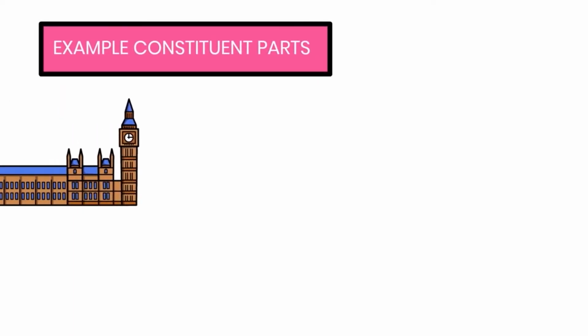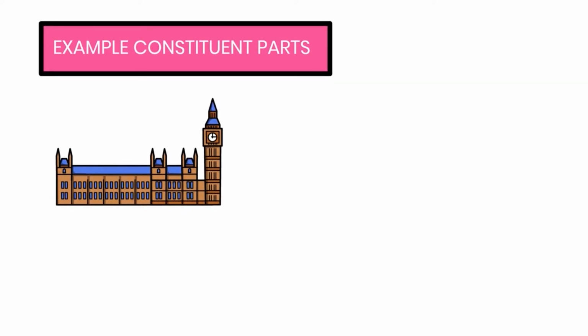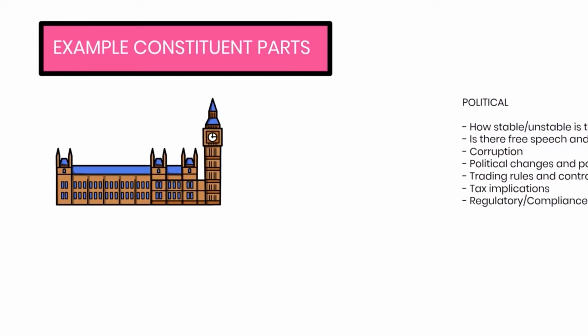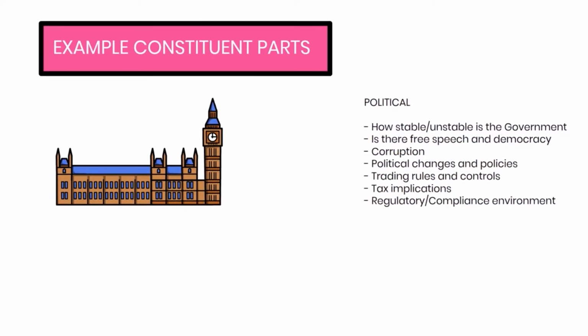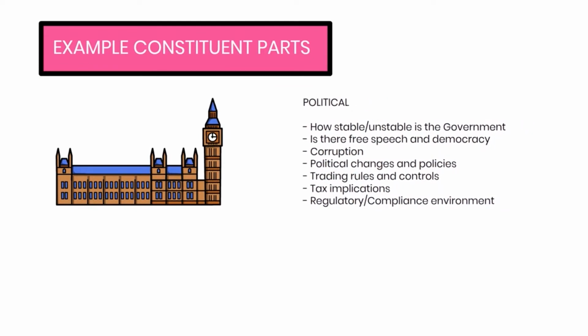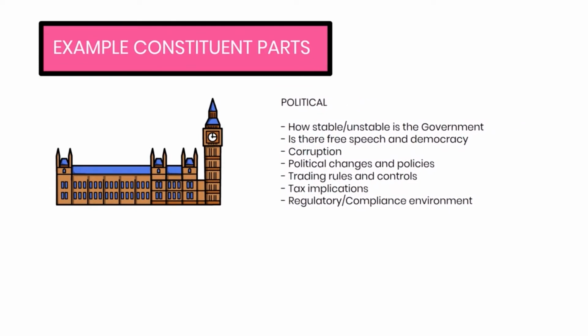Under the political domain: How stable or unstable is the government? Is there free speech and democracy? Does corruption exist? What political changes and policies are on the horizon? What are the trading rules and controls which exist within that sphere? What are the tax implications? And what is the regulatory environment which may impact you as an organisation?